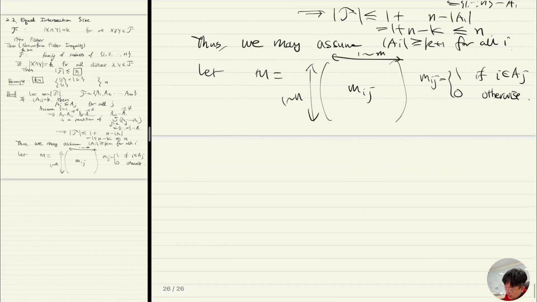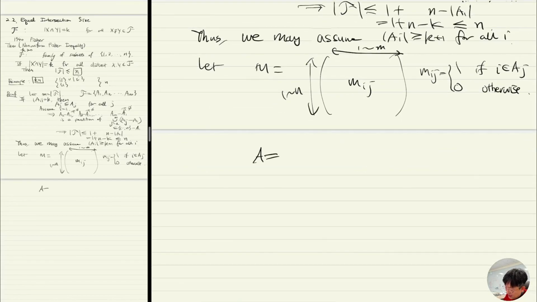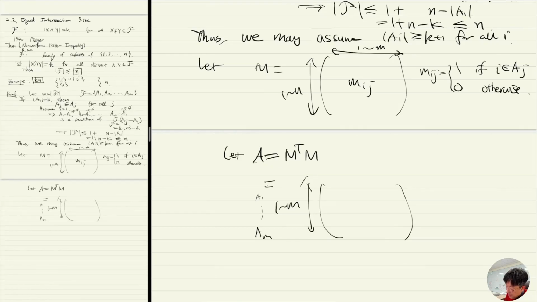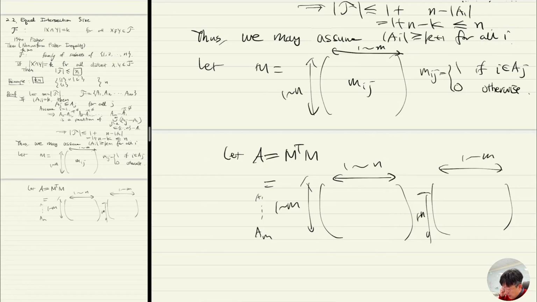Now, again, we use the same technique. Let's say A to be M transpose times M, so you have 1 up to m here, indexing A1 up to Am, and then 1 up to n, and here you have 1 up to n, and here you have 1 up to m.